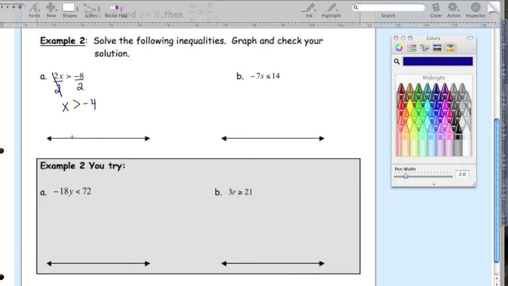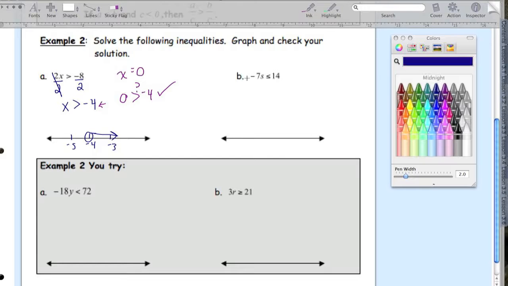X is greater than negative 4, so negative 5, negative 4, negative 3. Open circle shaded to the right. And these two I will practice with plugging in again, checking my solution. 0 would be part of my solution set, so let's let x equal 0. Substitute it into here is easiest. Is 0 greater than negative 4? Yes, we did it correctly.